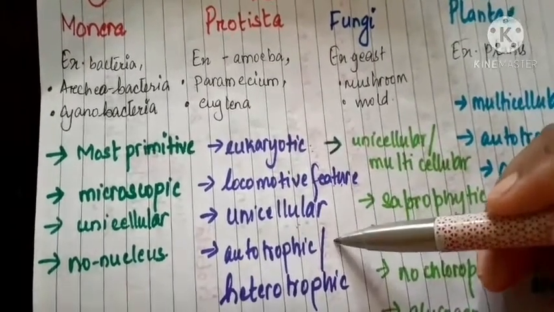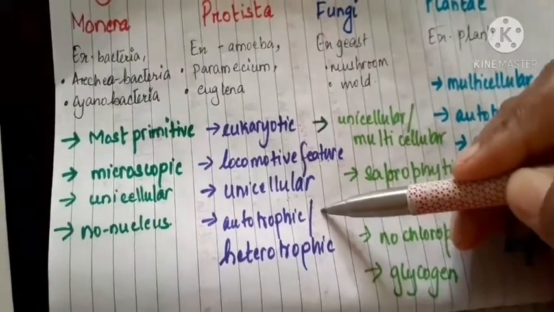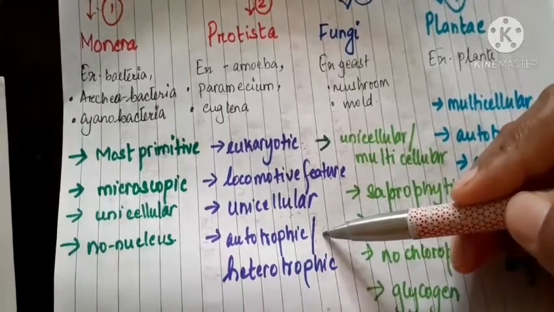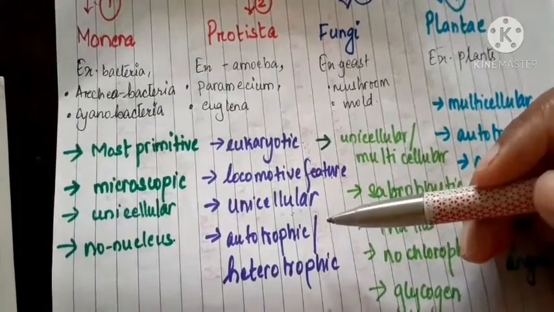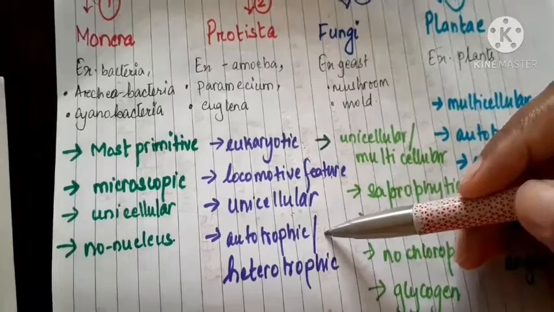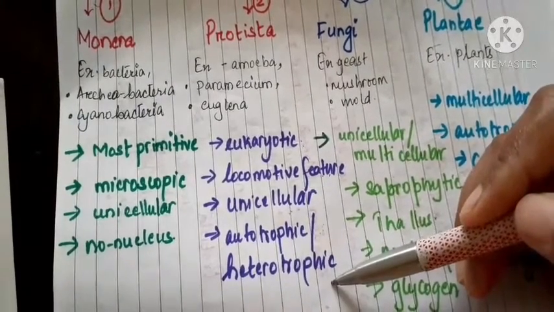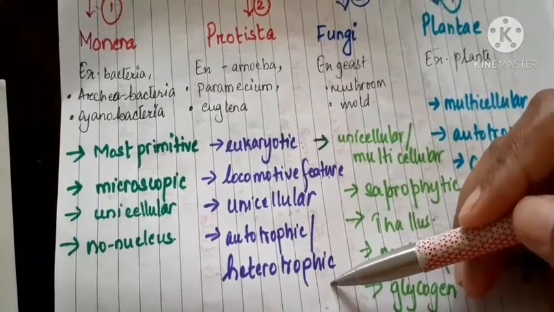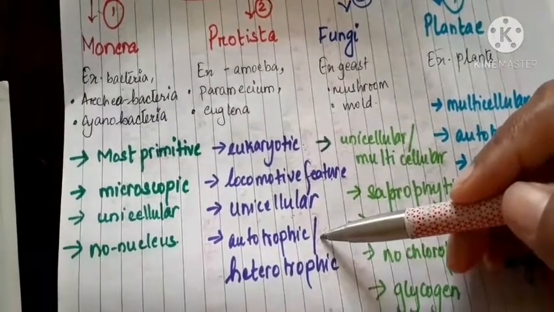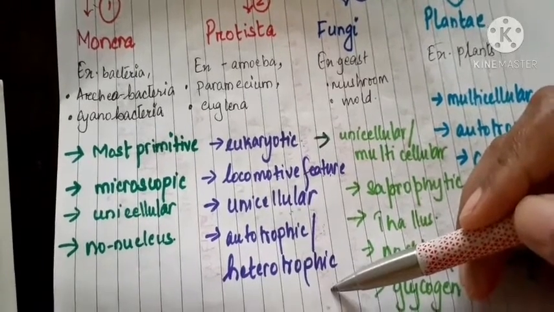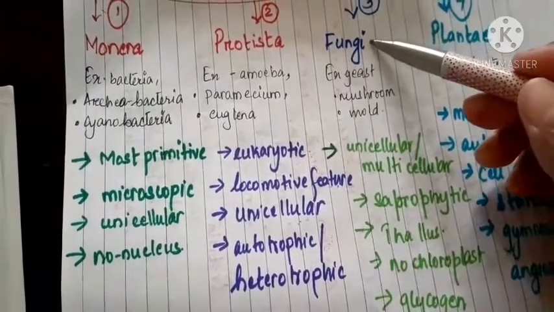Now about their nutrition, some of the Protista are autotrophic. Autotrophic means they can make their own food. Some Protista are heterotrophic, that means they depend on others for their food. Okay, so either they can make their own food or they have to depend on some other organisms for their nutrition.